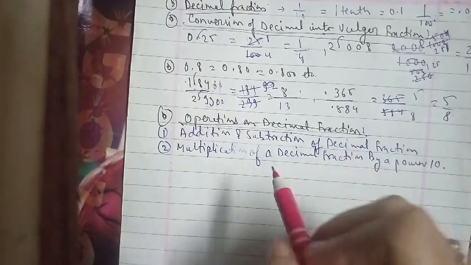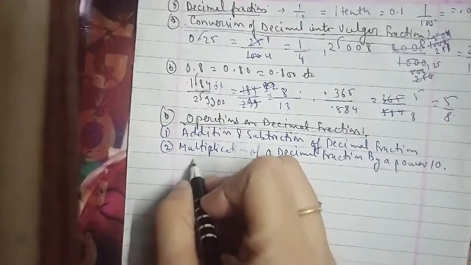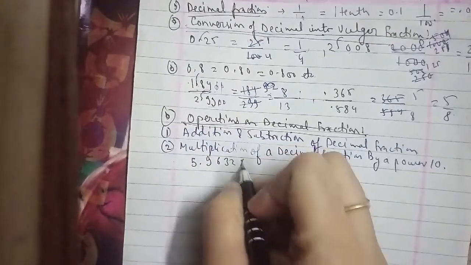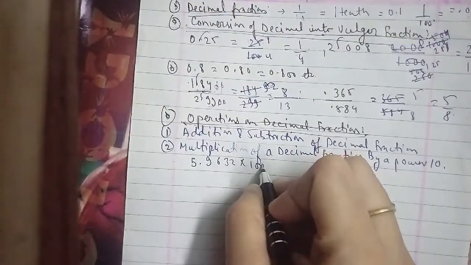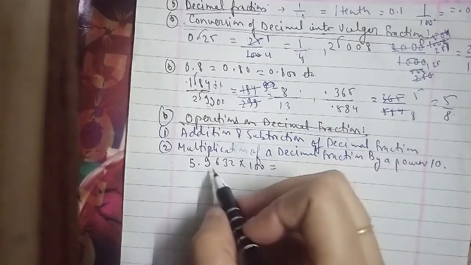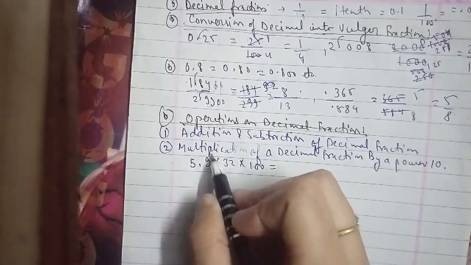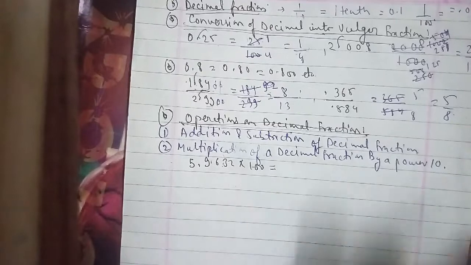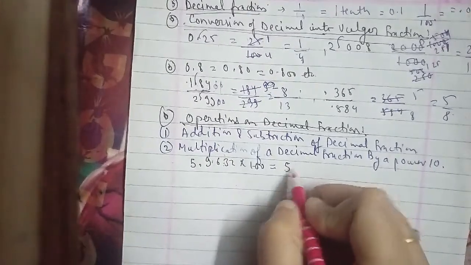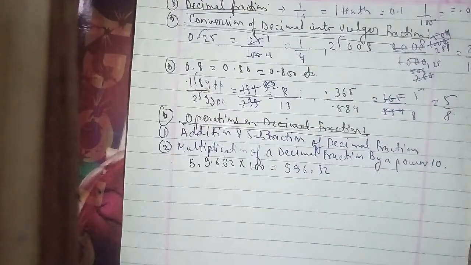For example, we have a question here, which is 5.9632 into 100. Here the point is shifted, since it is multiplied by 100, towards the right-hand side by 2 places, so we get the answer, which is 596.32.